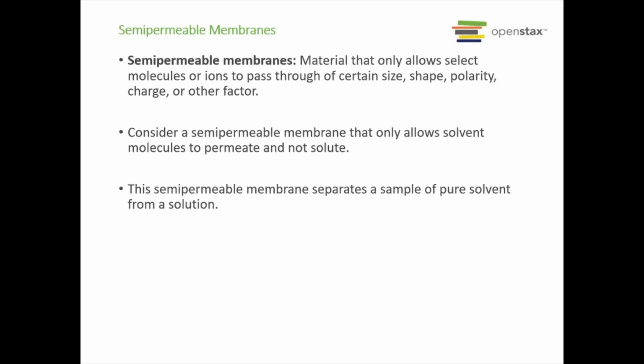Okay, so let's talk about what a semi-permeable membrane is. So this is a material that will only allow select molecules or ions to pass through that have a certain size, shape, polarity, charge, whatever factor. So a semi-permeable membrane is kind of like a bouncer at a club. They only let through who they're told to or who they want to. You can't bribe them, though.